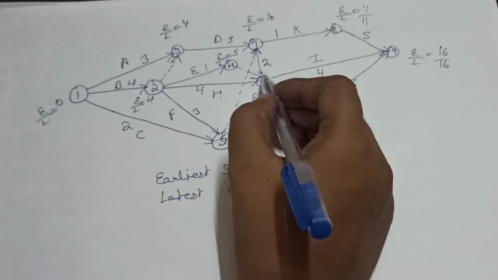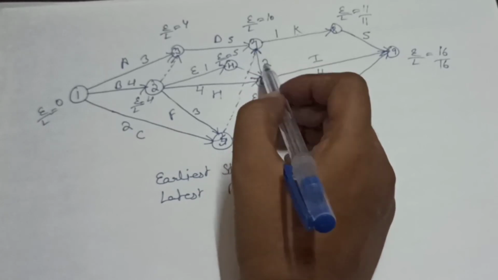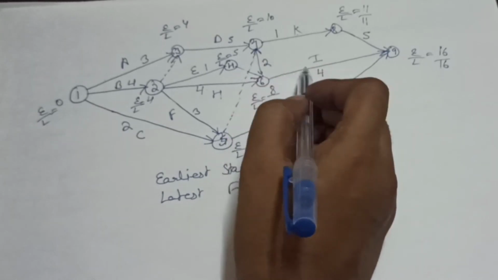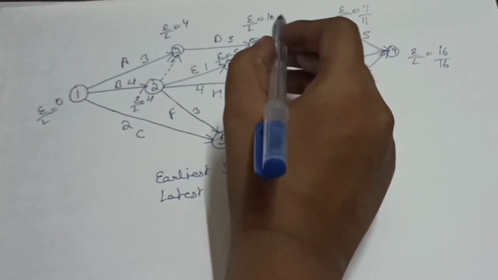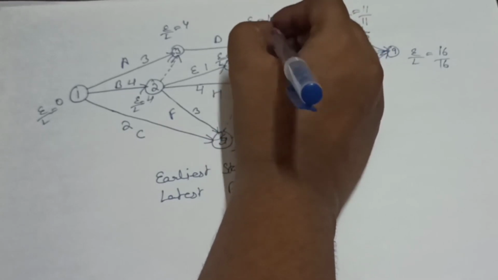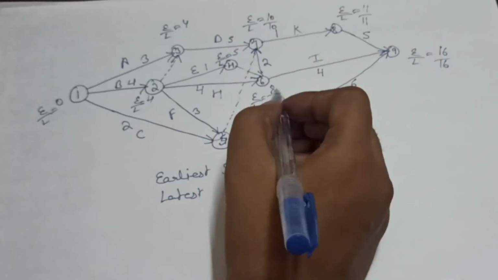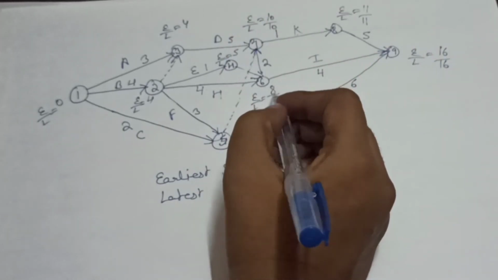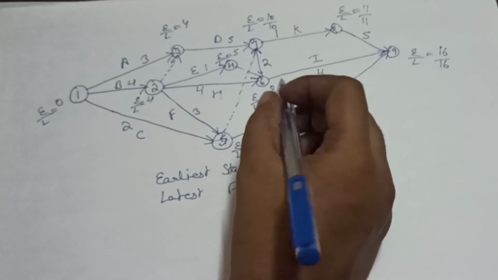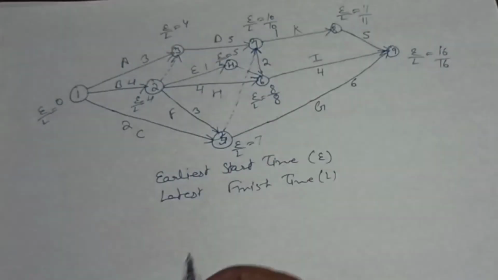But here we have two activities, this activity and this activity. So we will write here the minimum of these two activities. So first of all we will calculate L for this node. So 11 minus 1 is equal to 10. Then we can say 10 minus 2 is equal to 8. 16 minus 4 is equal to 12. So we will write here 8 because 8 is the minimum.